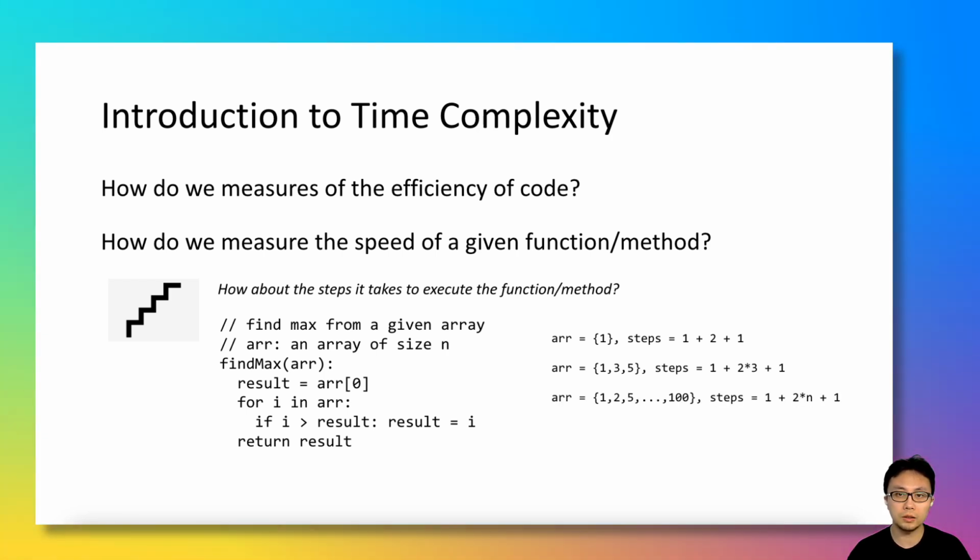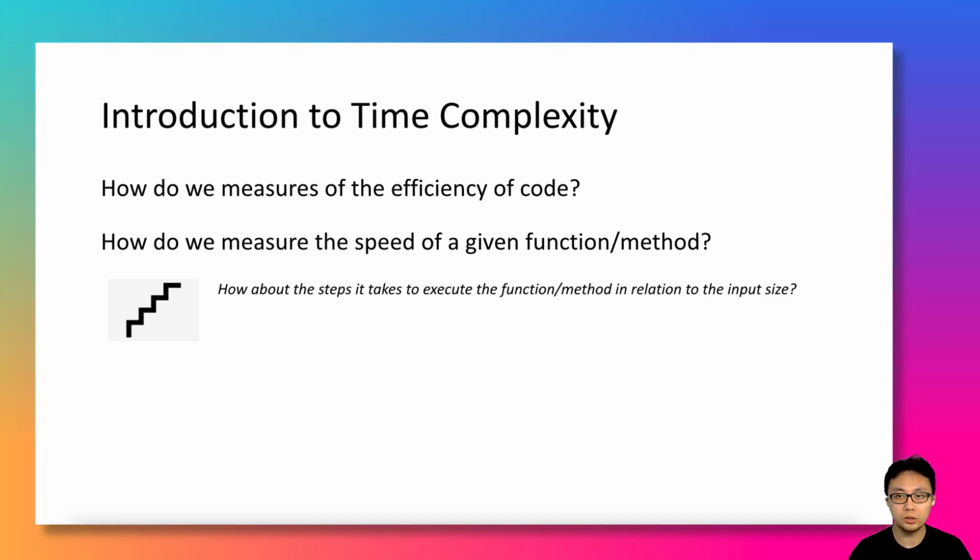Similarly, when you have an array with n elements, it will take 1 plus 2 multiplied by n plus 1 steps to execute the function. As you can see, different input sizes will lead to different numbers of steps to be executed. Which one of these is really representative of the speed of the function? If you account for the varied input size and ask yourself this updated question, how about the steps it takes to execute the function or method in relation to the input size? It will become a better measurement of the function speed.